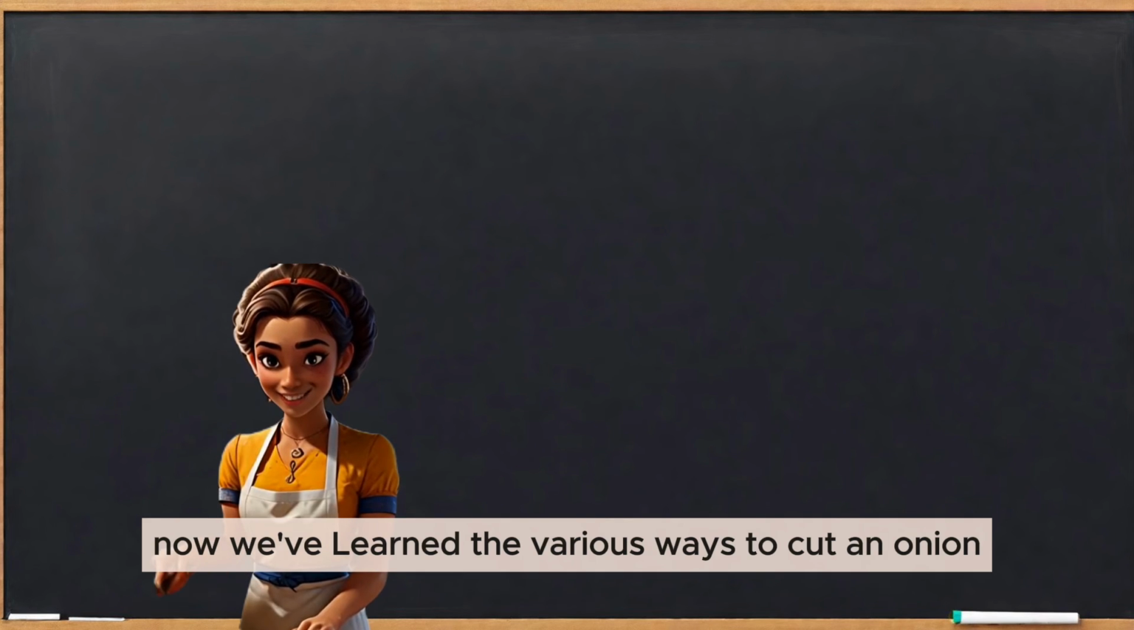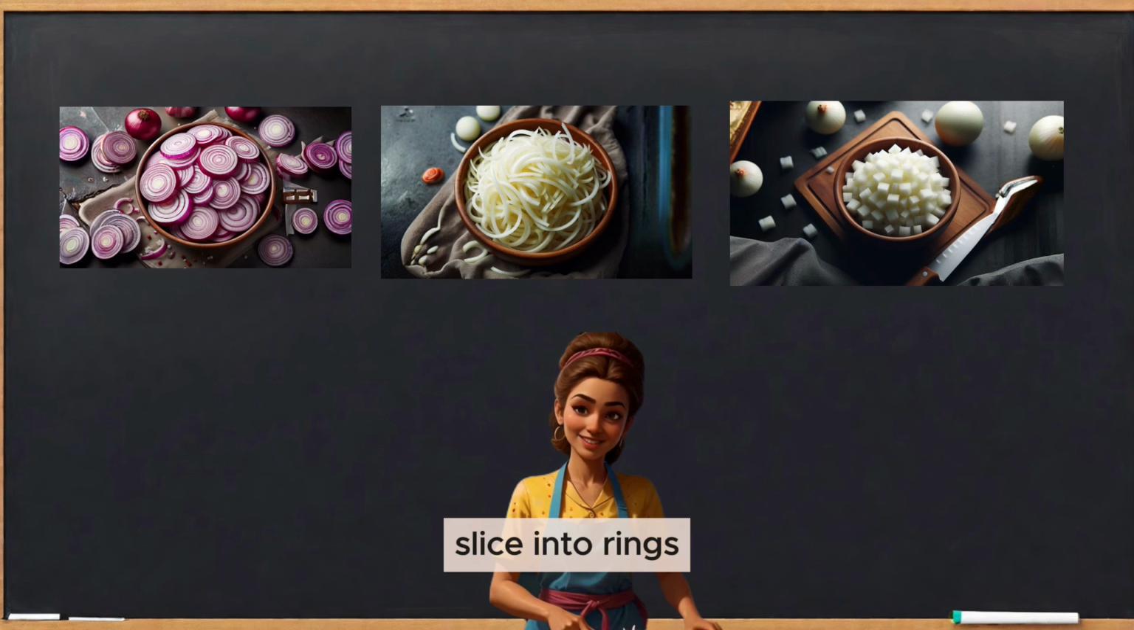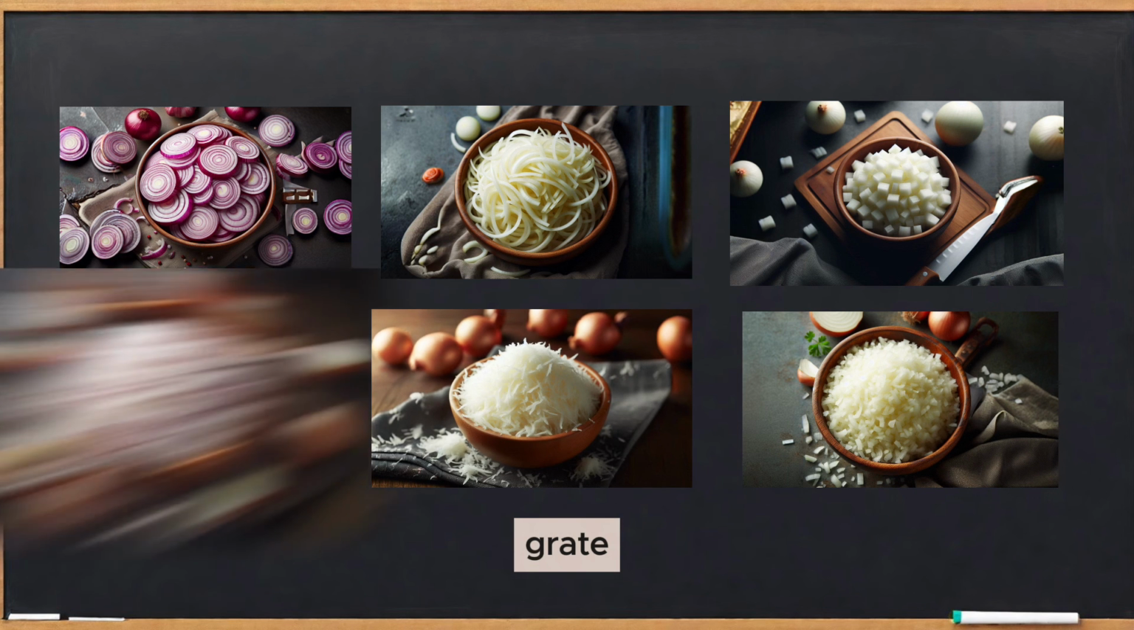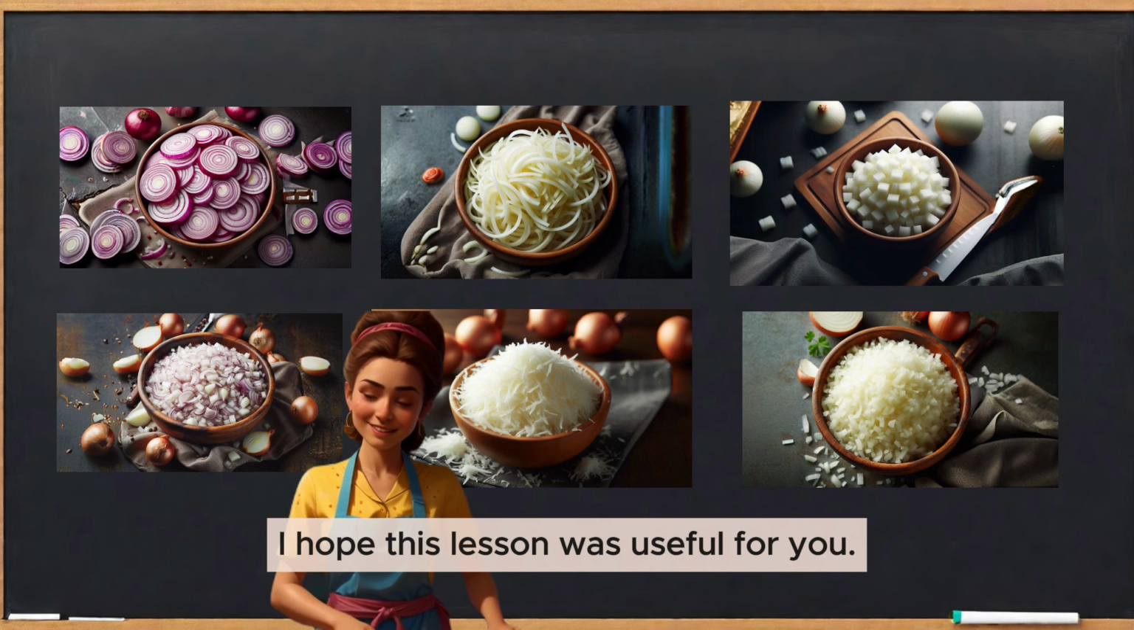Now we've learned the various ways to cut an onion: dice, julienne, slice into rings, mince, grate, and chop. I hope this lesson was useful for you.